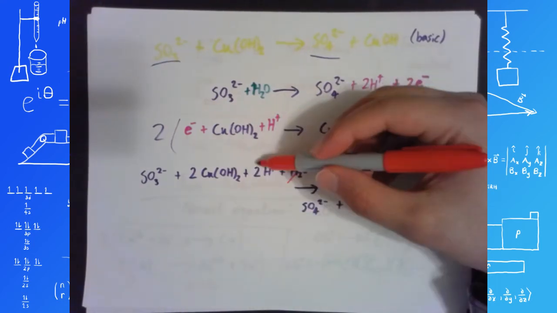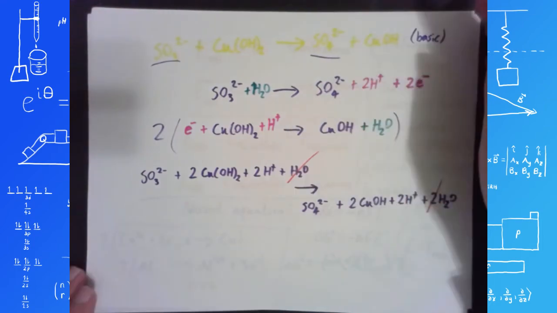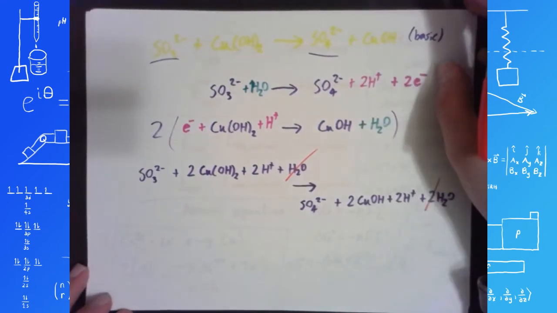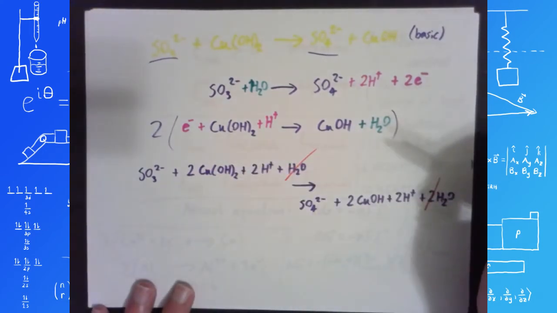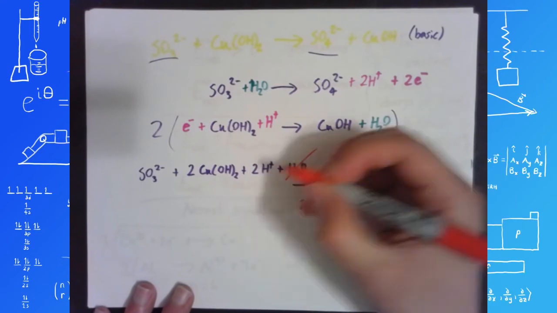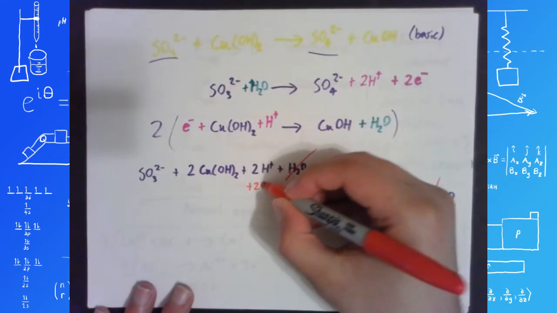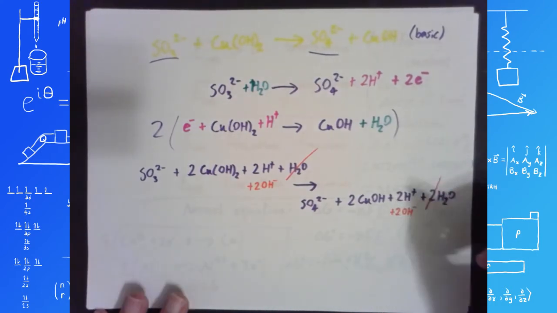In this case, I guess the fact that these hydrogens cancel shows that it doesn't matter if it happens under acidic or basic conditions, because you're not going to have any leftover hydrogen or hydroxide ions. But yeah, I'm going to keep the hydrogen ions in here just so that we show under basic conditions the next step would be to neutralize your hydrogen ions by adding hydroxides. So I would add 2 hydroxides here and 2 hydroxides here.